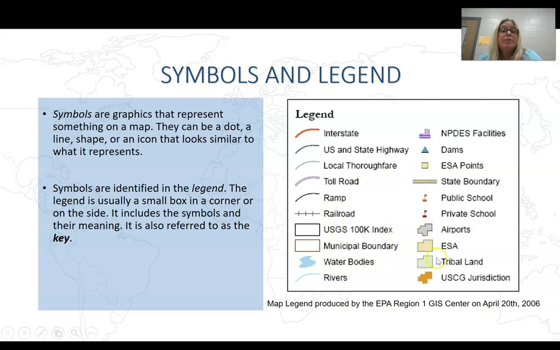Now the symbols are usually housed in the legend. So we need to know what your symbols mean. So you have to give us a key, which is what a legend is often called, so we'll know what the symbols mean. So the legend's usually a small box in the corner or on the side of the map, and it includes all of the symbols and their meanings.